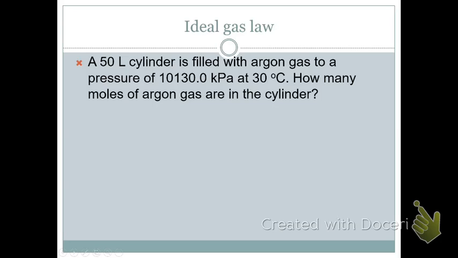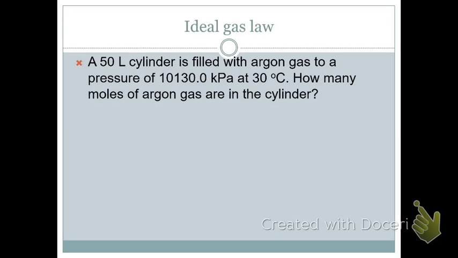A 50-liter cylinder is filled with argon gas to a pressure of 10130.0 kilopascals at 30 degrees Celsius. How many moles of argon gas are in the cylinder? So what is it that I need to know?